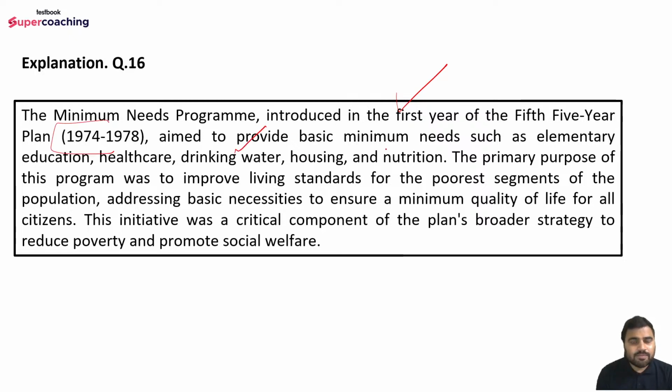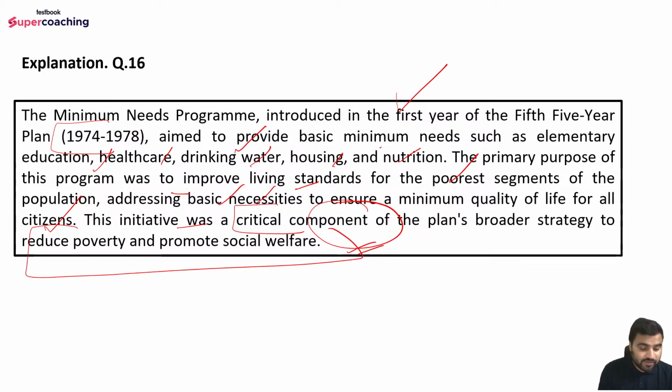at providing basic minimum needs such as elementary education, health care, drinking water, housing and nutrition. The primary purpose of this program was to improve living standards for the poorest segments of the population, addressing basic needs to ensure a minimum quality of life for all citizens, and this initiative was a critical component of the plan's broader strategy to reduce poverty and promote social welfare.